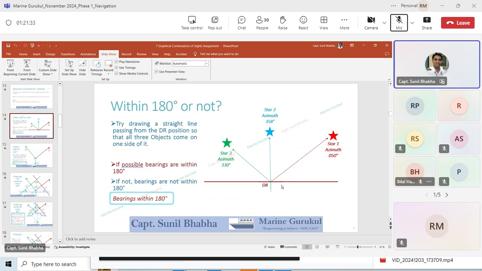Now for within 180, beta, if you can draw a line from the DR in such a way that all the three stars come on one side of it, like you see in this situation right now. If you get this kind of a scenario, the bearings are within 180. So can you do this? Is it getting clear, beta, or still doubt? Still doubt, sir.